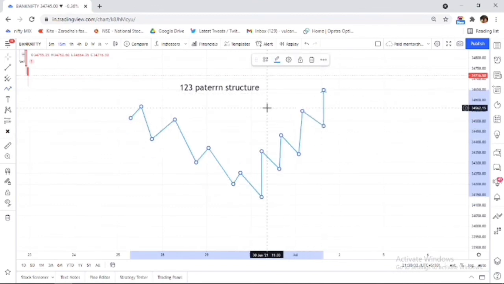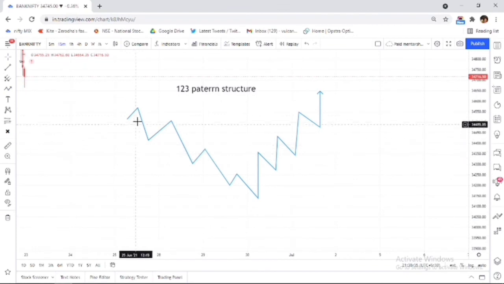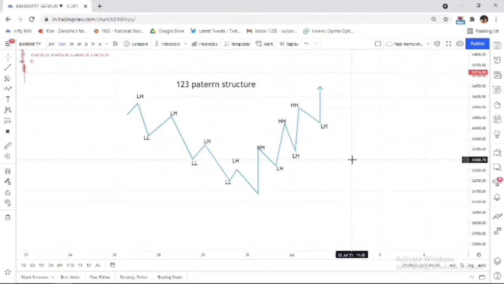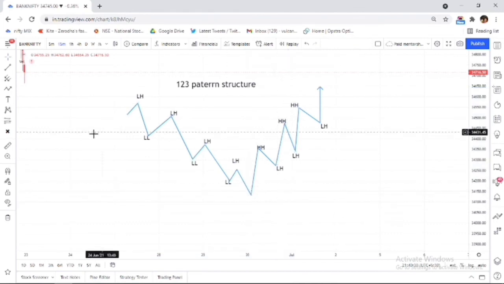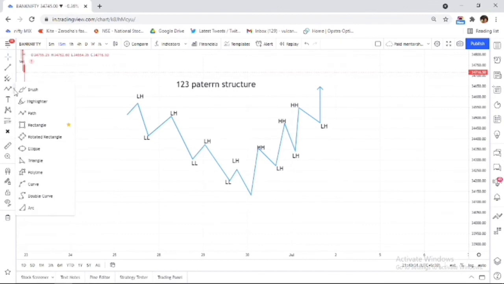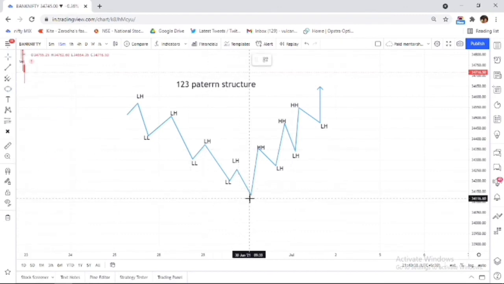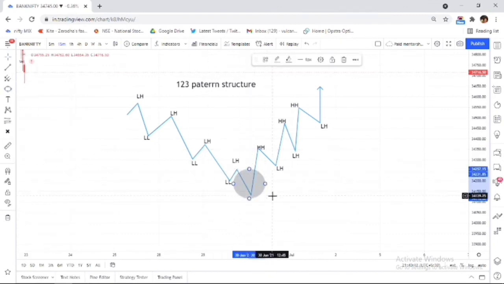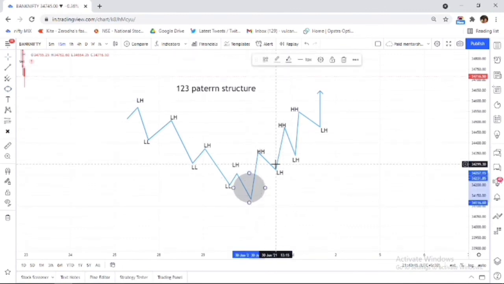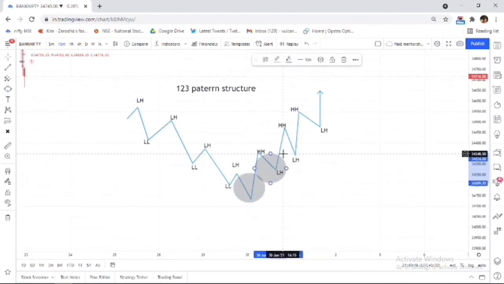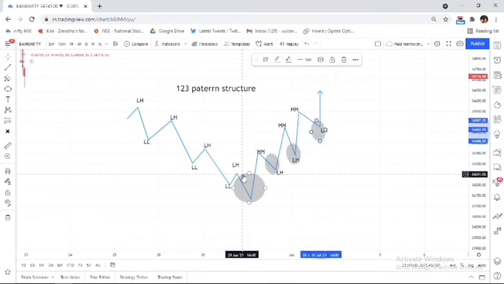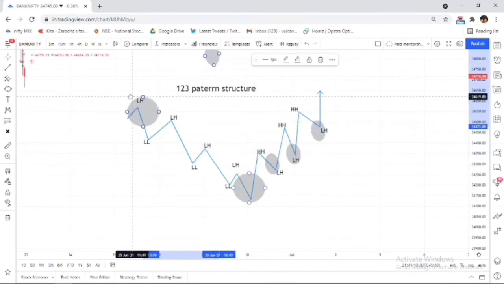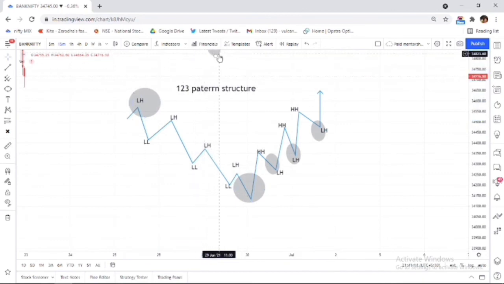Okay, so this is the lower low, lower high, and what did the market do after the break of structure? It started making higher high and higher low. This break of structure happened, and I will teach you the 1 2 3 pattern entry that will form at these points. So this is my bullish entry, the 1 2 3 pattern bullish entry, and these are my 1 2 3 pattern bearish entries.